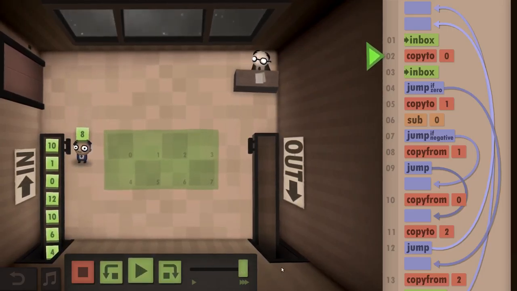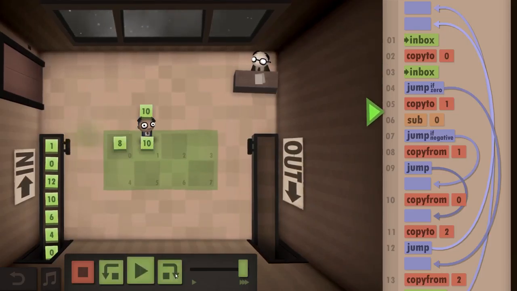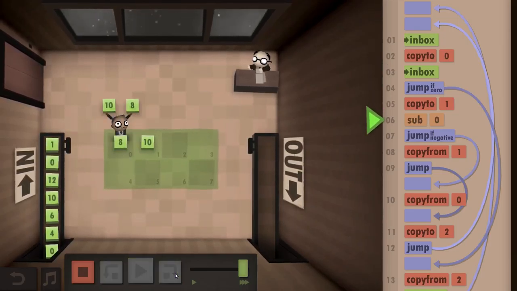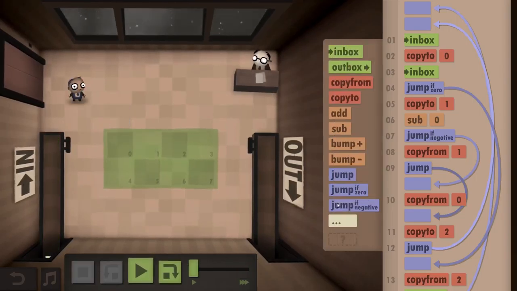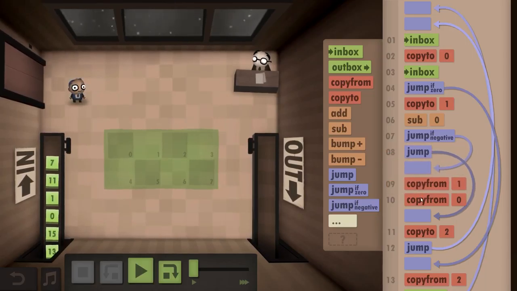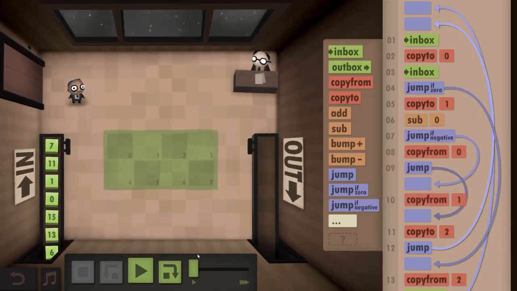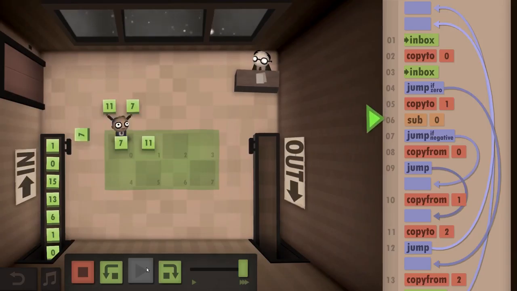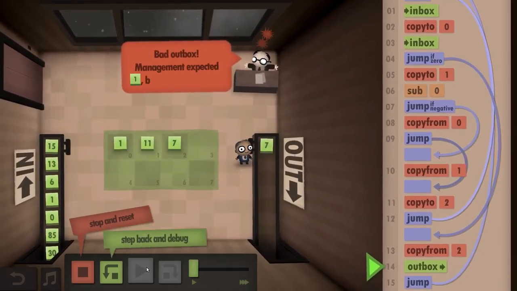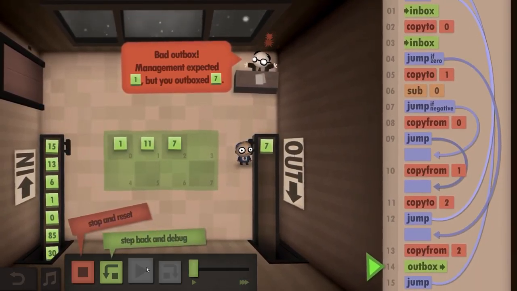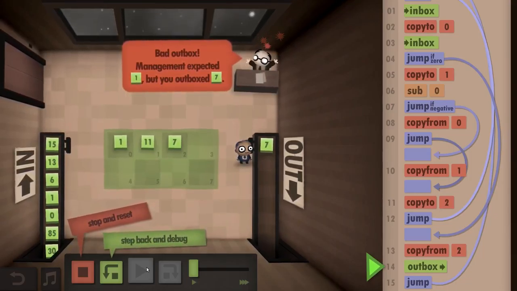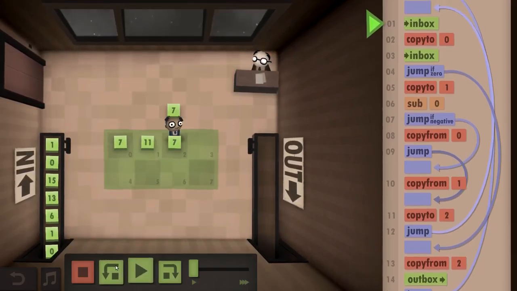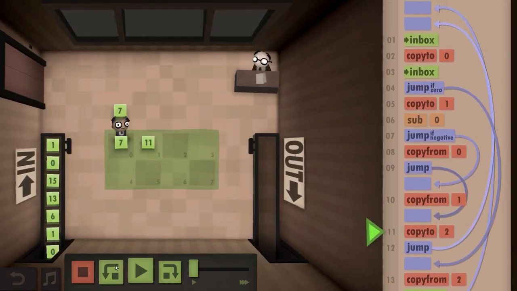Well, that's not good. Did I get it backwards then? What were our first two numbers? 8 and 10. Okay. 8 goes there. 10 goes there. It's not negative. Yeah, I just got it backwards. Okay. Move that here. Move this here.